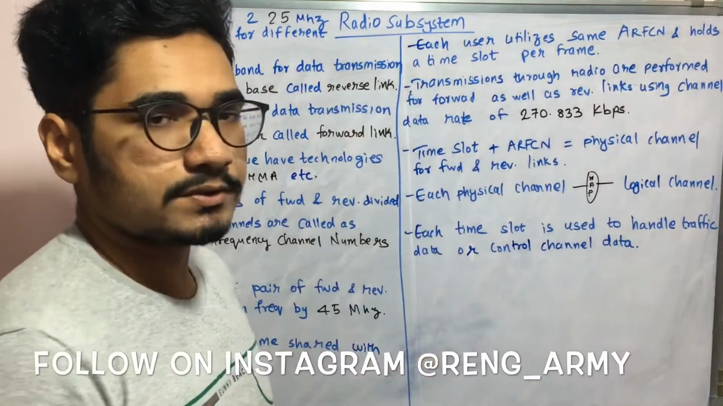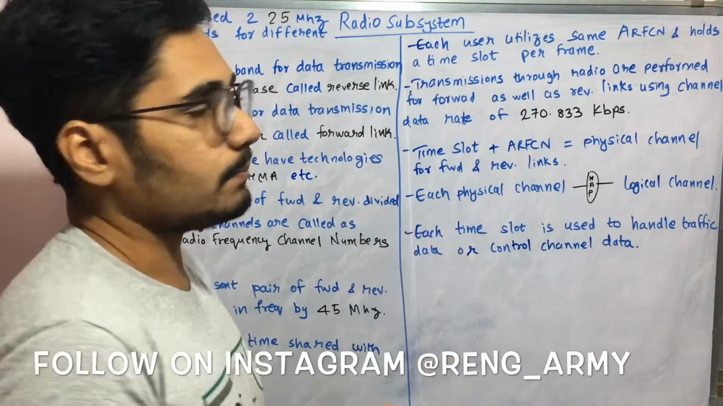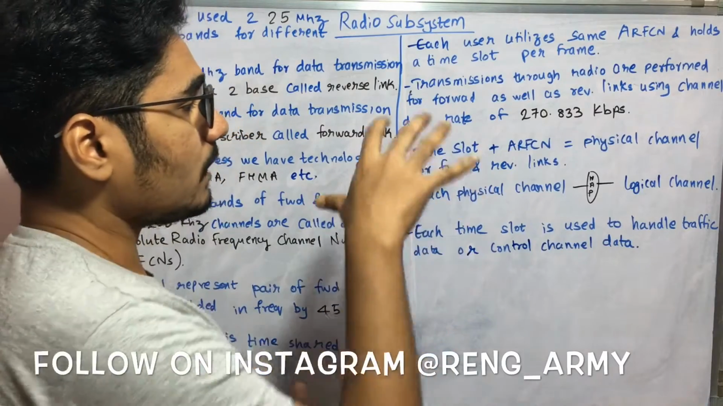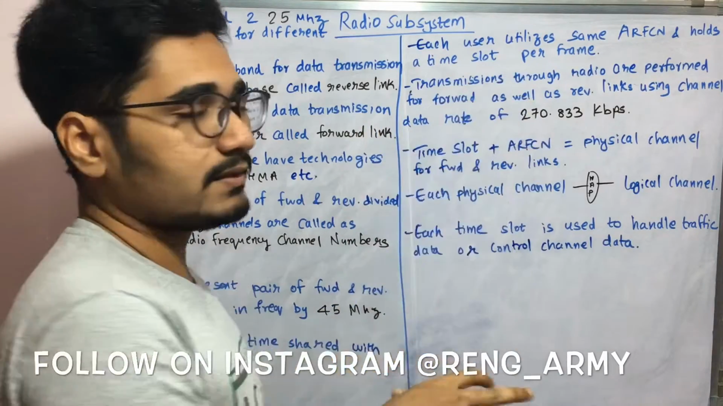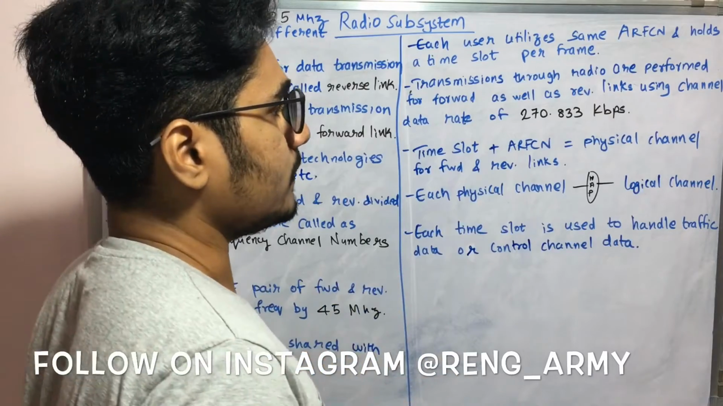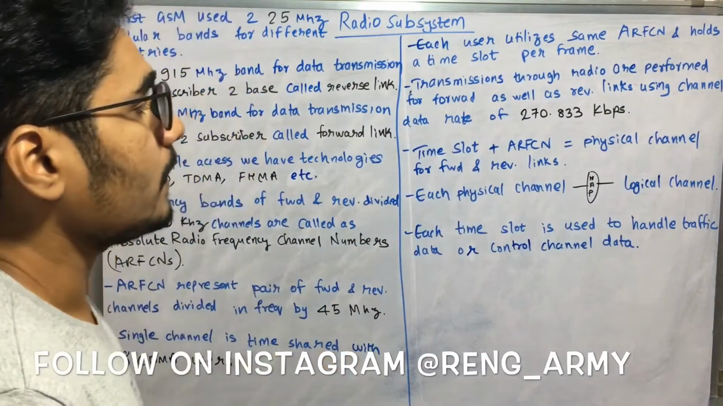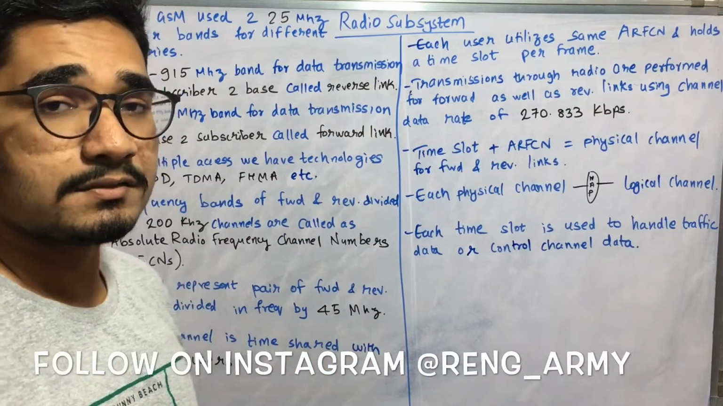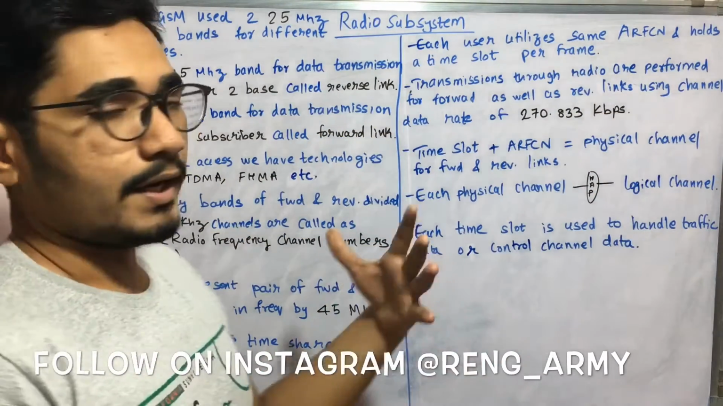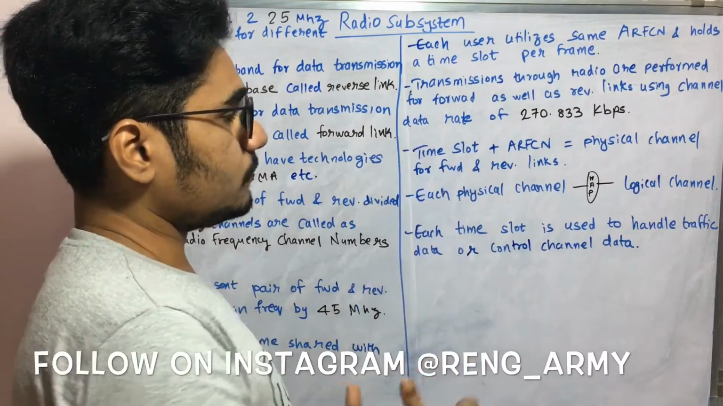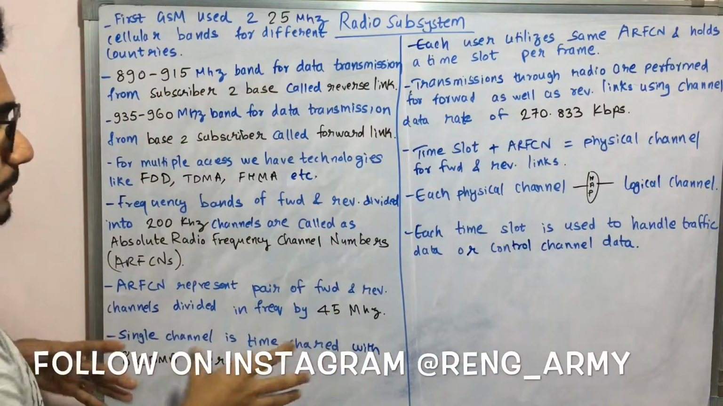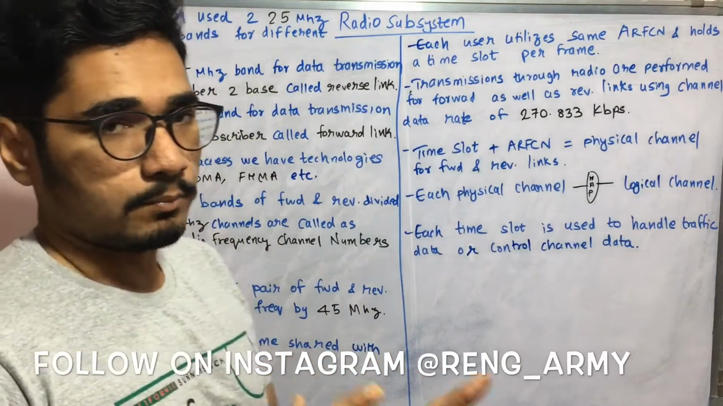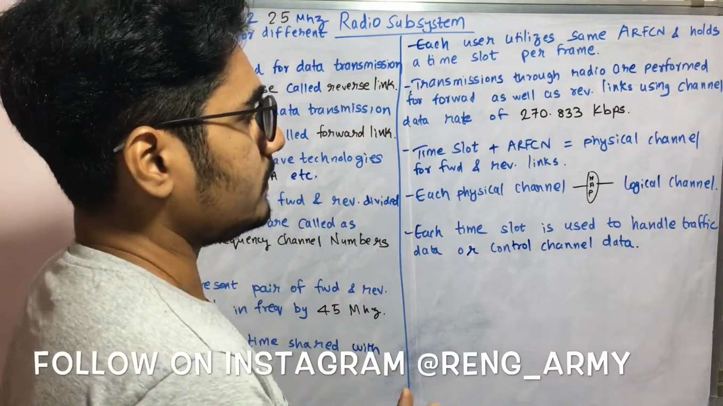Now the transmissions through these radio channels are performed for both forward as well as reverse links, and use an average data rate of about 270.833 kbps. That is the data rate if you do the transmission in this single channel in the radio subsystem. Next you have the time slot which is time shared, plus the ARFCN which is generated, which is a pair of both reverse as well as forward links.